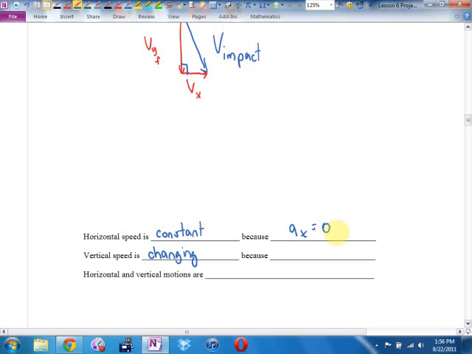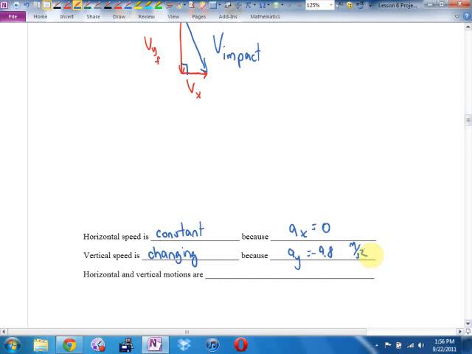Vertical speed is changing. You know why? Because there is a vertical acceleration. And in fact, I know what it is exactly. How big is it? Because Ay is negative 9.8. That's the acceleration. And Kirsten, which force is it that's providing the acceleration? You said it. Gravity. Yep.